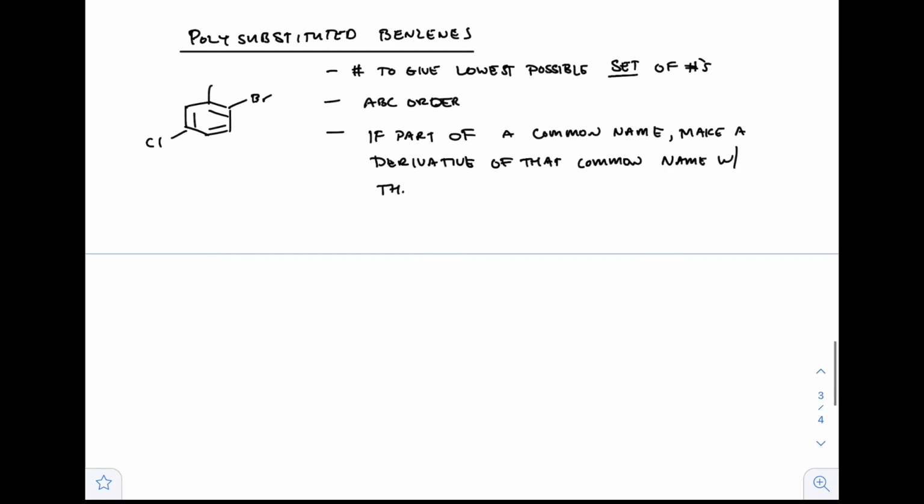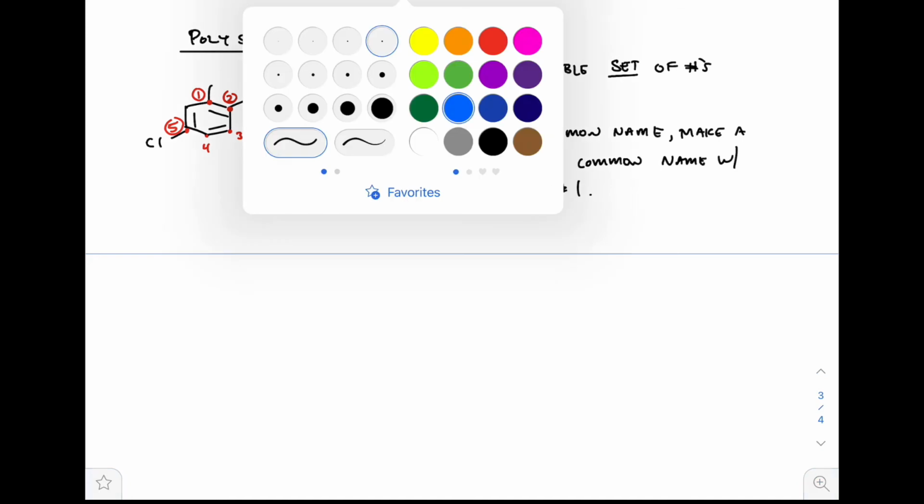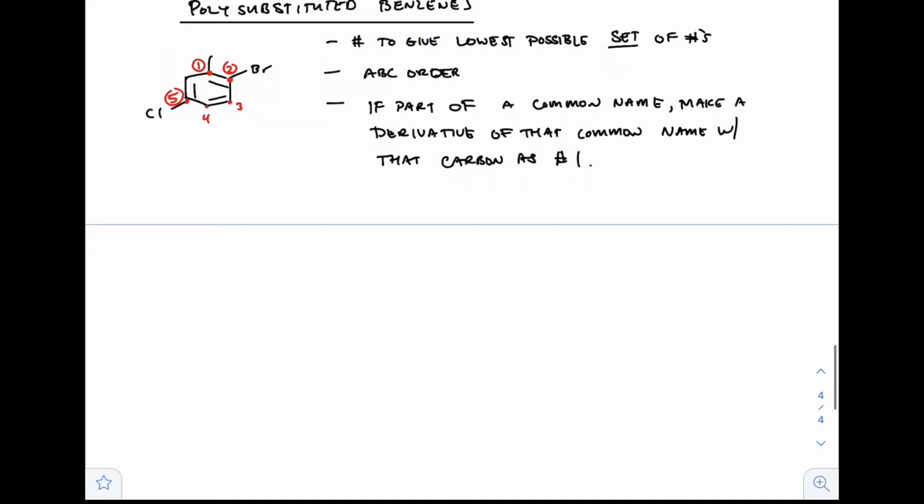We also want to make sure that we're assigning the substituent that makes it a common benzene ring, like the methyl, as carbon number 1, no matter what. So in this case, it would be a 1, 2 for the bromine, and then 5 for the chlorine. If we went the other way, what we would get is a 1, 3 for the chlorine, and then 6 for the bromine. So 1, 2, 5 is a smaller set of numbers than 1, 3, 6. Does that make sense? Hopefully. That's what that first rule means.